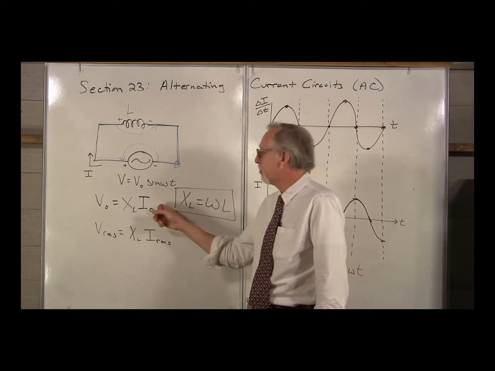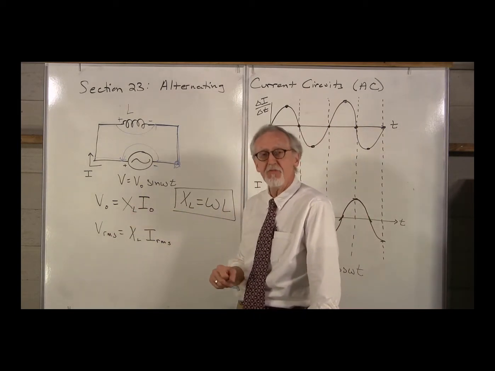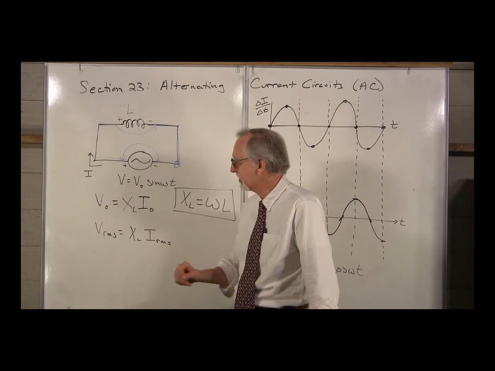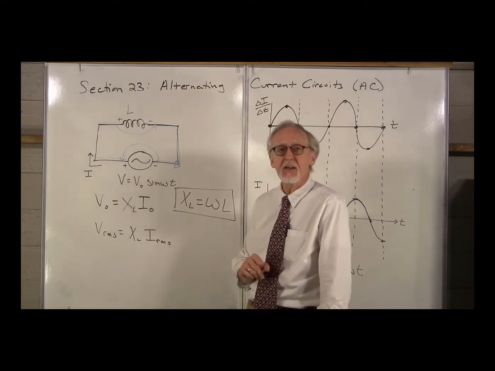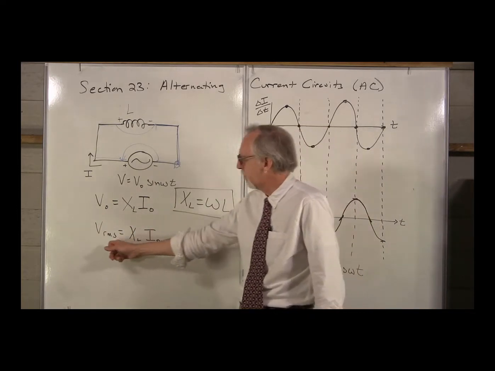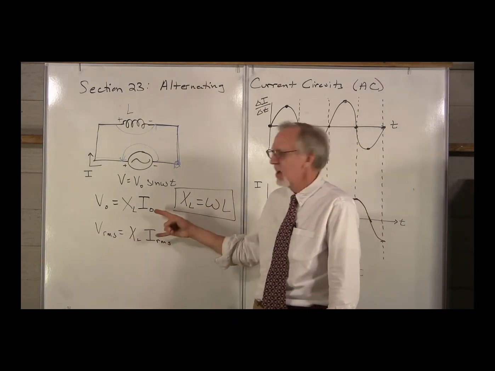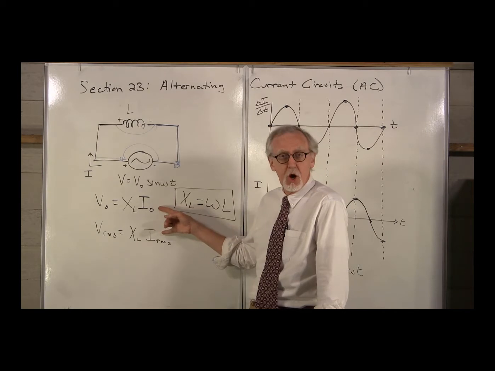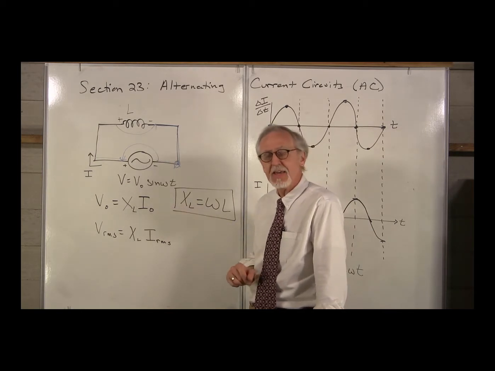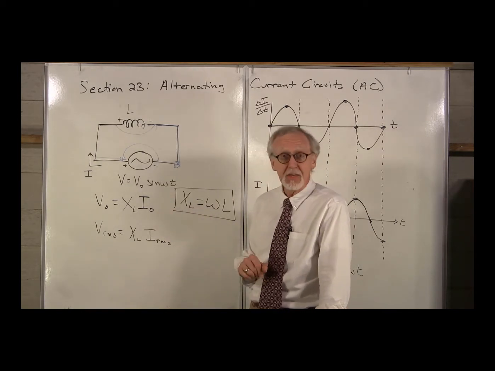We could divide both sides of this by root 2. Again, V0 over root 2 is VRMS, and I0 over root 2 is IRMS. So we could also say VRMS is equal to XL IRMS. So we get these very Ohm's law looking equations again that now apply for the inductor.